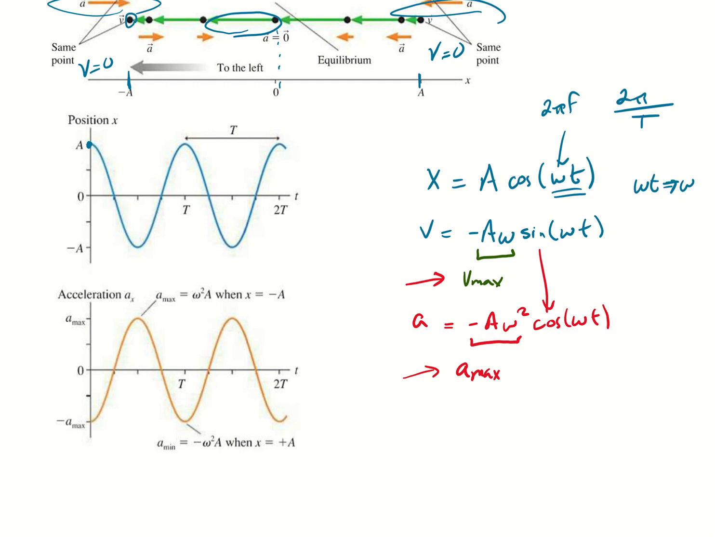And so again, relating that back to our position versus time function, the maximum accelerations would occur anytime we're at the amplitude, right? And those accelerations would be going in the opposite direction. So when I'm at the positive amplitude, my acceleration would be negative. When I'm at the negative amplitude, my acceleration would be positive, and vice versa, right?